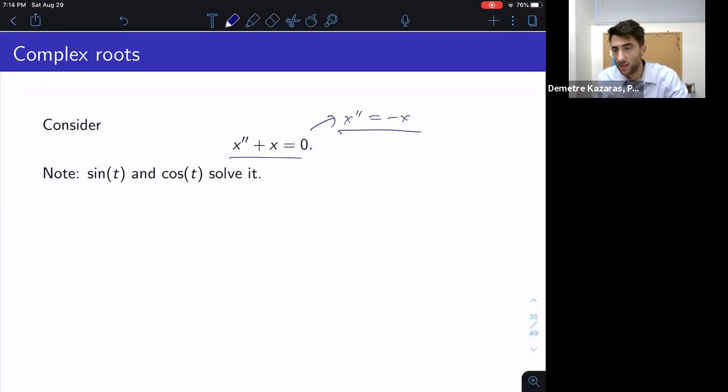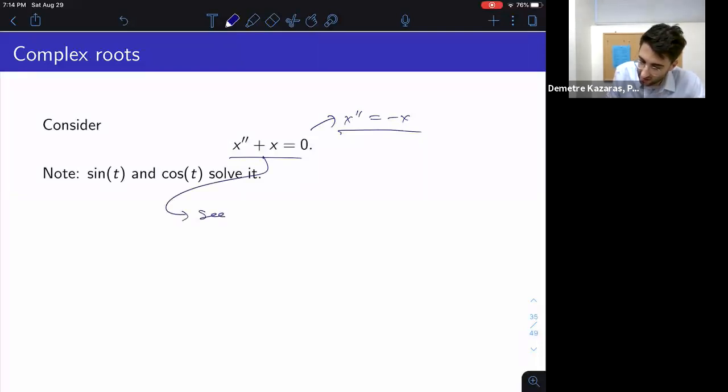Okay. On the other hand, let's apply what we just learned. That was just from a mechanical intuition. The sine and cosine would solve this, and you can check it. Take two derivatives, you get minus sine. But we just learned how to solve this. This is a constant coefficient equation. We know how to solve that.